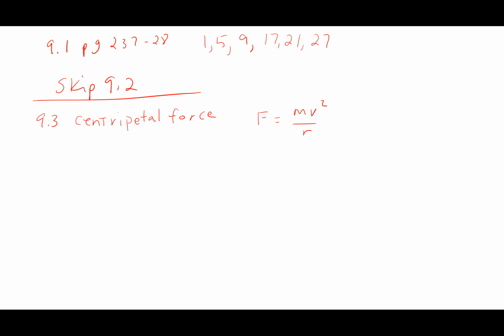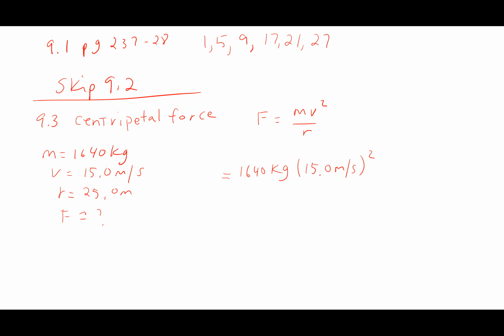So let's write down what we have. Our mass of the body is 1640 kilograms. Our velocity is 15 meters per second. The radius is 25 meters. What is our force? Again, we're using this formula, m v squared divided by r. So let's plug it in. m is 1640 kilograms times 15 meters per second, squared. Now, you're going to have to square every bit of this, okay? Divided by 25 meters. So when you square 15, it's going to be meters squared, seconds squared, okay?